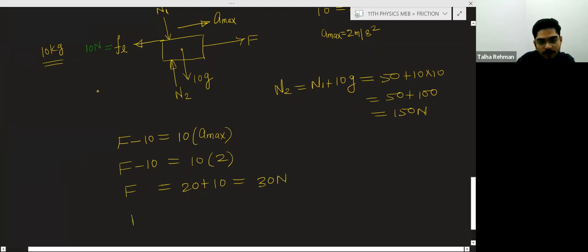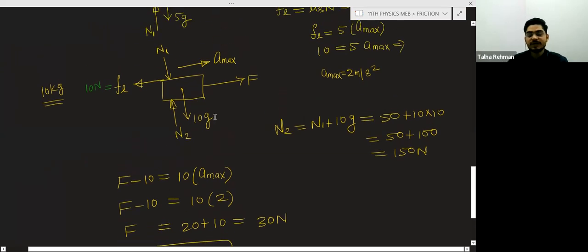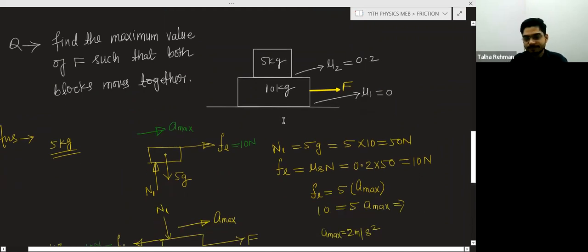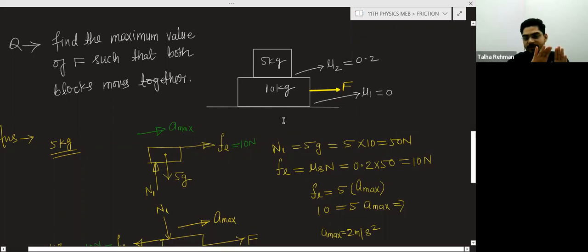So the maximum value of the force you will get is 30 Newton. What does it mean? If you apply a force greater than 30 Newton, then there will be relative motion between the 10 kg block and the 5 kg block. And if you apply a force less than 30 Newton, then both blocks will move together with the same acceleration.